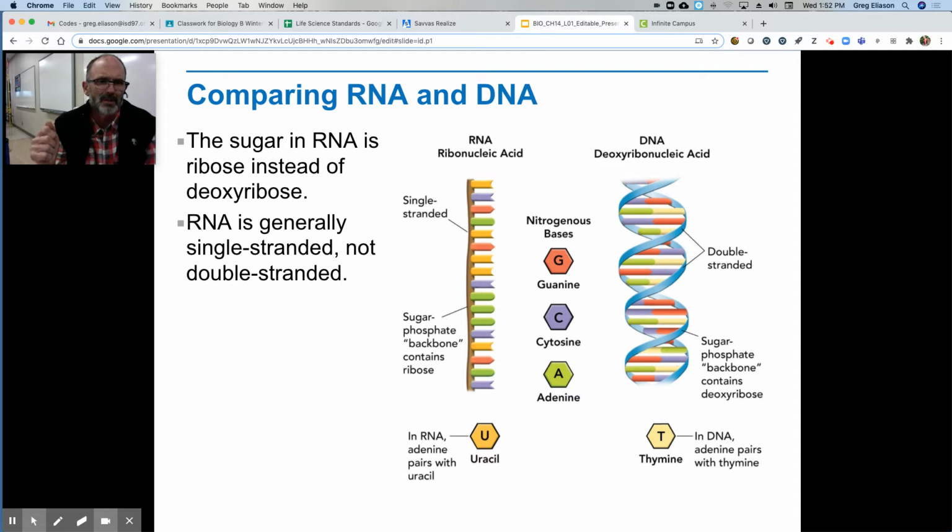RNA is generally single-stranded, not double-stranded. DNA is generally double-stranded. RNA contains uracil in place of thymine. So instead of a T, it has a U. A doesn't pair with T, A pairs with U. So if you see the letter U in a single-stranded molecule, more than likely it's RNA.